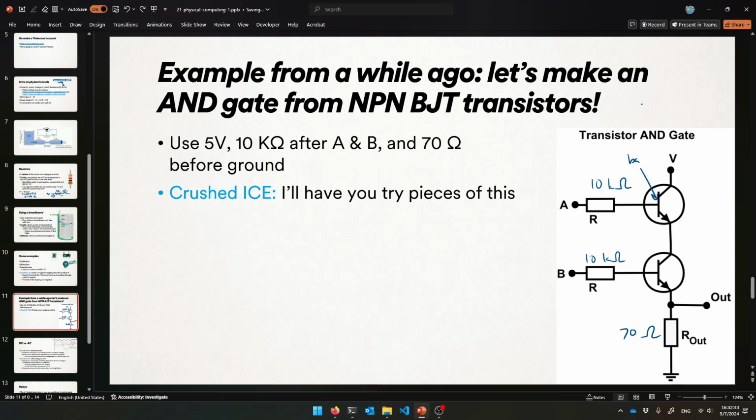And as you give a tiny bit of power or current to the base, that lets a lot of current flow through from this side to this side. It's called the collector up top. Collector to the emitter.